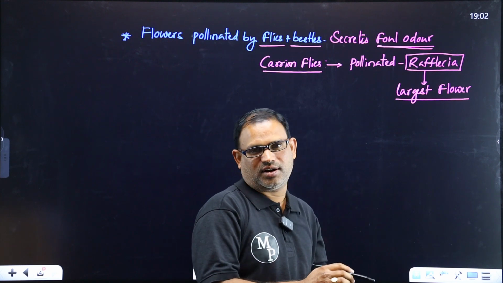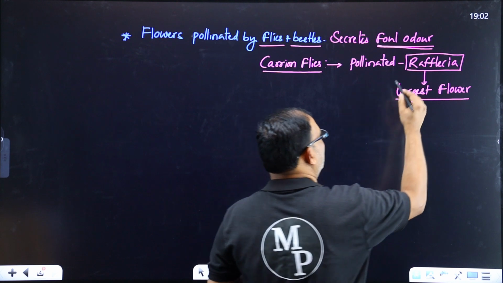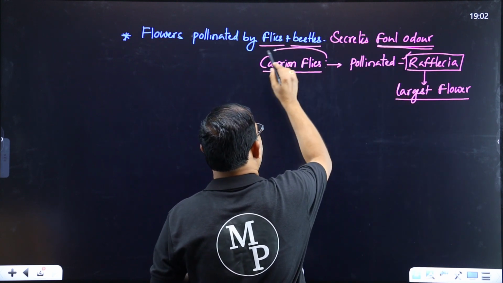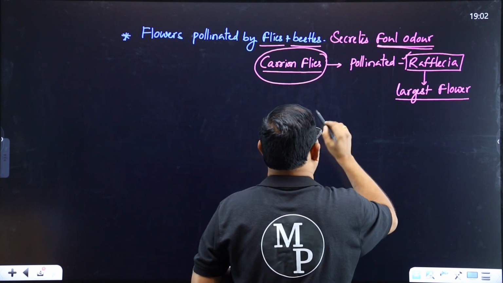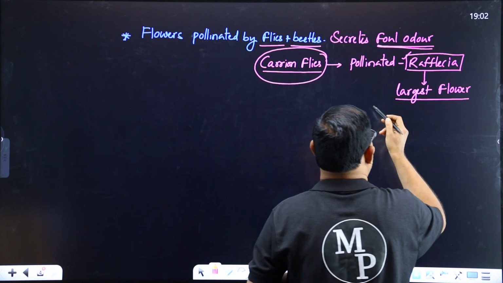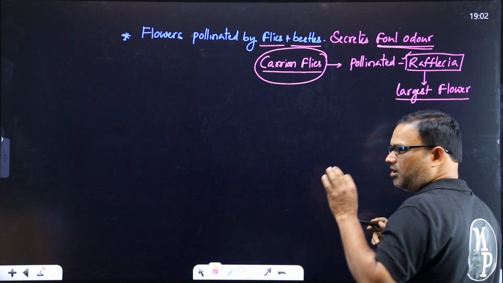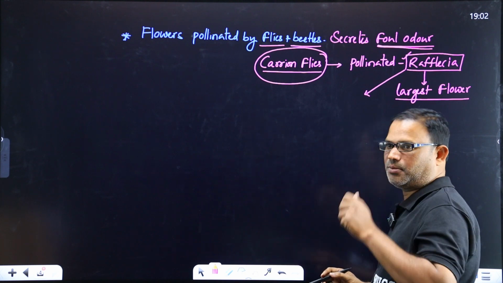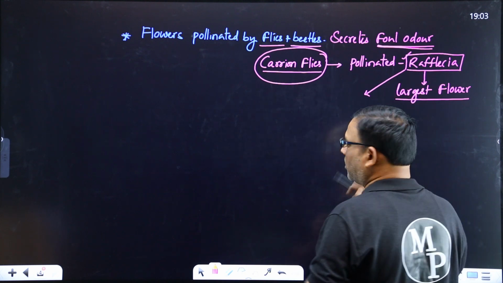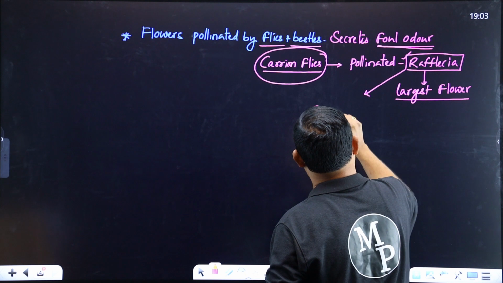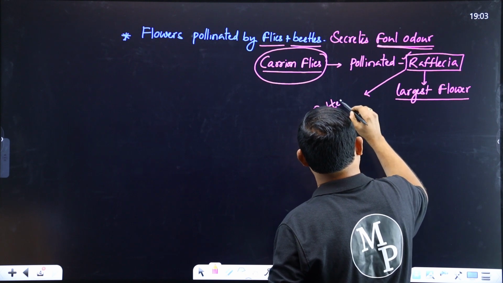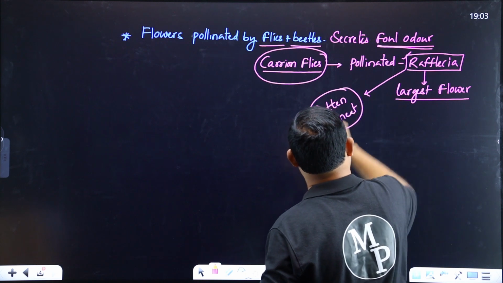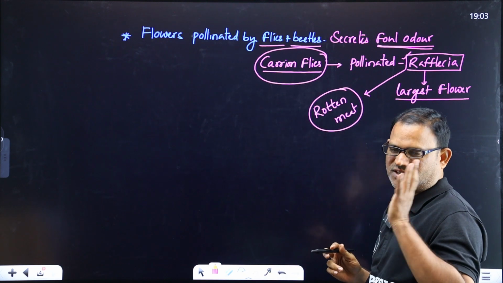That is a big flower. The largest flower, that is Rafflesia. Okay? Carrion flies are involved in pollination of which plant? Rafflesia plant. But Rafflesia flower produces which type of odor? Foul odor, like rotten meat. It is a rotten meat smell.